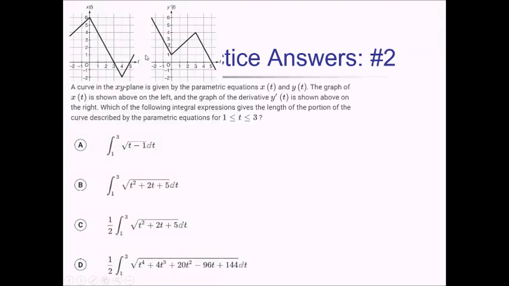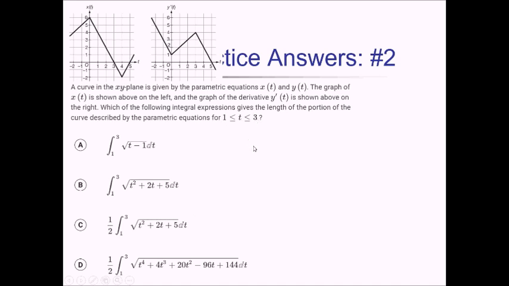For this problem, we have a curve in the xy plane given by the parametric equations x of t and y of t. The graph of x of t is shown here on the left, whereas y prime is this other graph here. They didn't show you the actual parametric curve. These are the components individually graphed out with respect to time. We want to know which integral expression gives the length of the part of the curve described along the interval from 1 to 3.